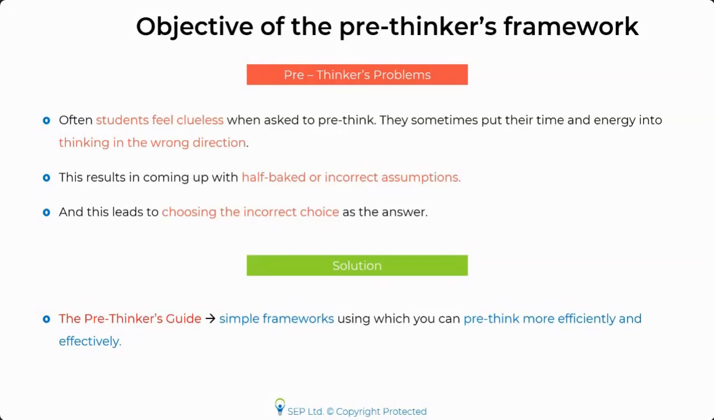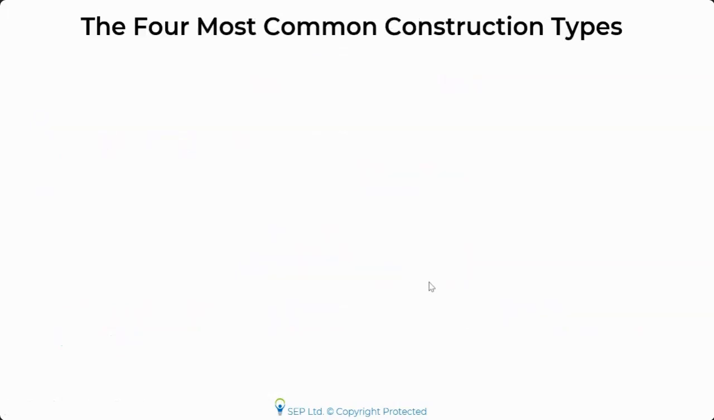We will bring up some difficult questions as well. The point of those simple questions will be to help you understand how to use the framework, okay? So you've got to be patient if you really want a framework that's going to be the mantra for success in CR, all right? So let's first understand what these four typical types are. Also understand they are not the only types, but these are the most common construction types, okay?